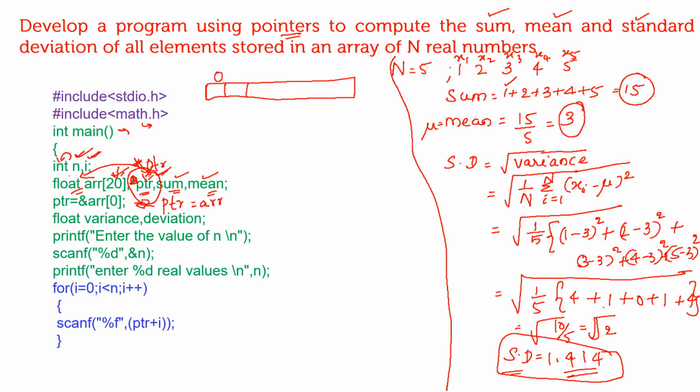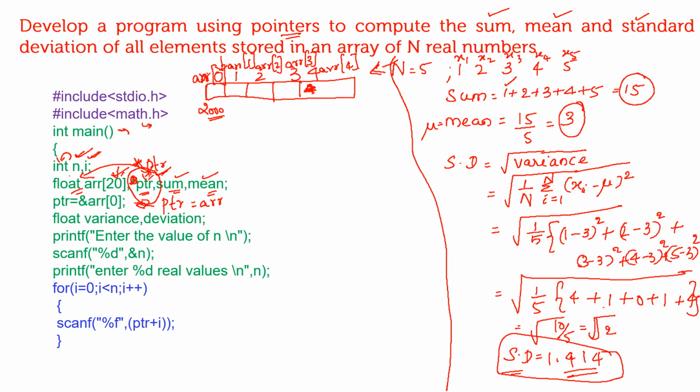Suppose we take n elements. If n is equal to 5, we are proceeding with n equal to 5, so the index is 0, 1, 2, 3, 4. So &arr[0] means the address of arr[0]. Suppose the address of arr[0] is 2000. This will be arr[0], this will be arr[1], this will be arr[2], and so on up to arr[4]. You know this concept from arrays. These are the addresses.